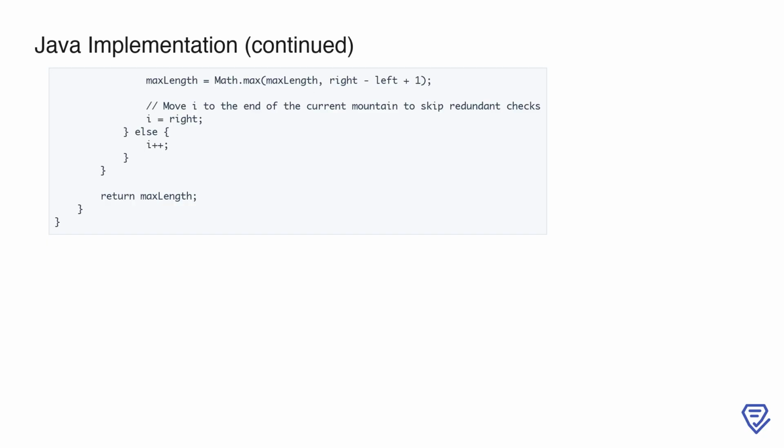After the loop completes, we return maxLength, which holds the length of the longest mountain in the array. This ensures that our implementation is efficient and avoids unnecessary computations while adhering to the problem's requirements.